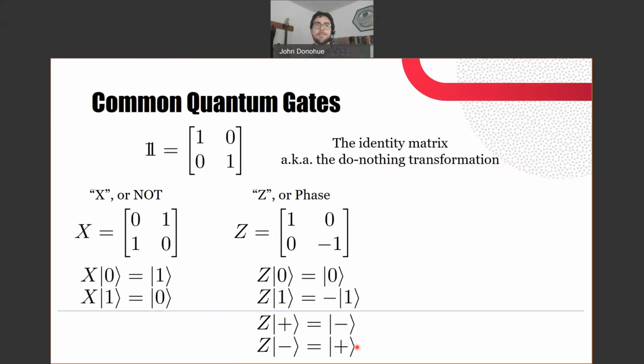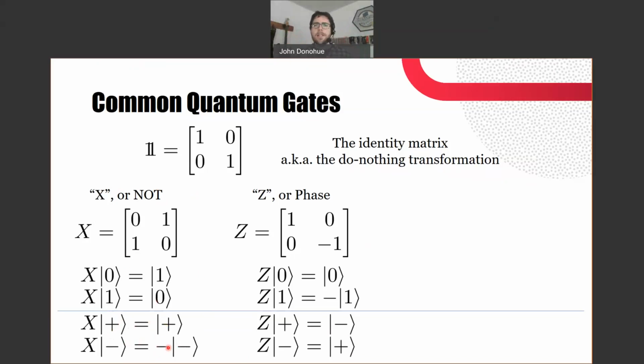Similarly, if we actually look at this matrix, and this part I'll leave for homework, if you apply the X matrix to the plus state, it leaves it alone. If you apply the X matrix to the minus state, it gives it a negative 1 phase shift. So the X matrix looks like the NOT matrix in the computational basis, but operates like the phase matrix in the plus minus basis.